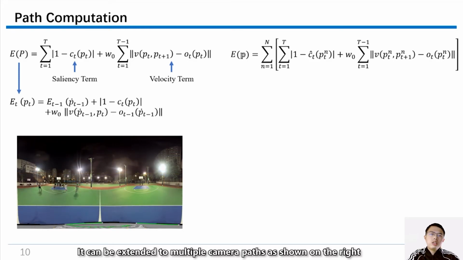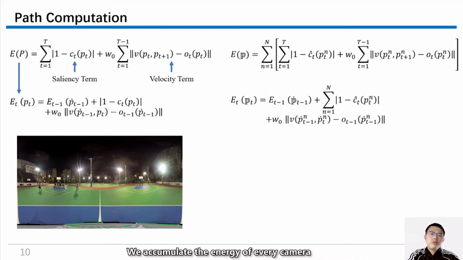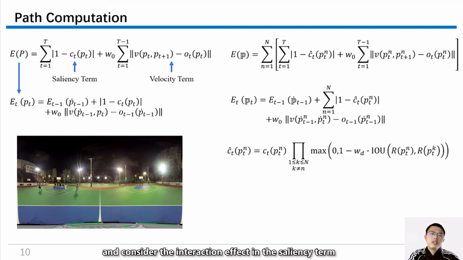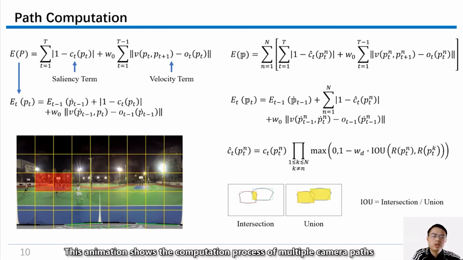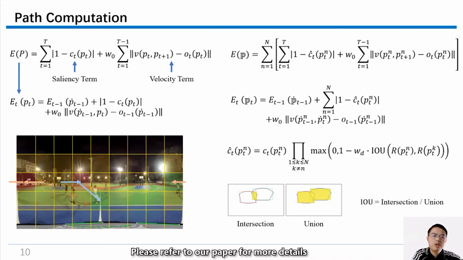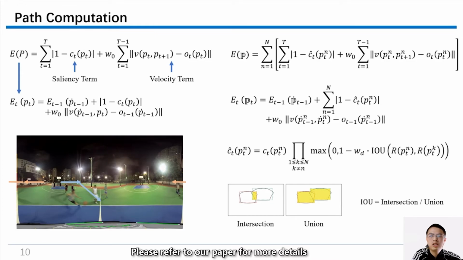It can be extended to multiple camera passes as shown on the right. We accumulate the energy of every camera and consider the interaction effect in the saliency term by using intersection over union for every 2 cameras. This animation shows the computation process of multiple camera passes. Please refer to our paper for more details.